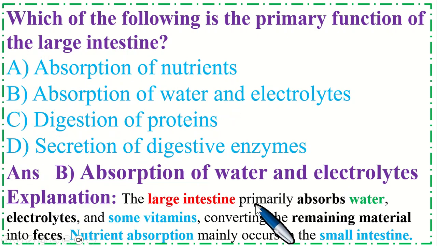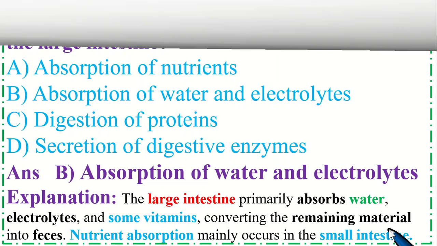The large intestine primarily absorbs water, electrolytes, and some vitamins, converting the remaining material into feces. Nutrient absorption mainly occurs in the small intestine.